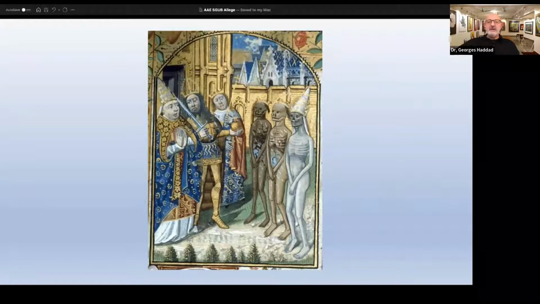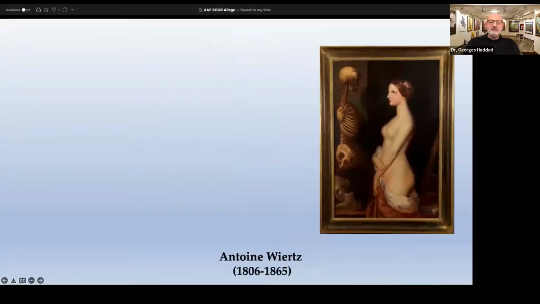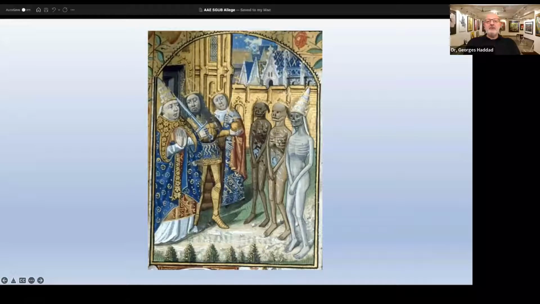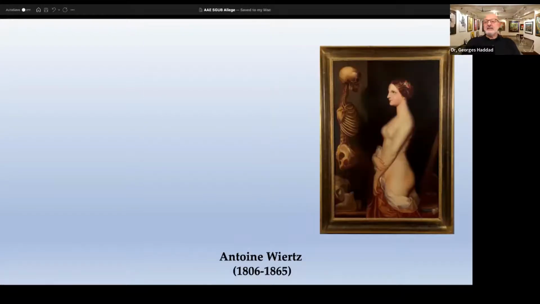And here you have the same trope. But now you have a pope, and you can see the tiara of the pope. Oops, sorry. You have an emperor with the crown of the emperor, and you have a king with the crown of the king. And if you look at the dead, you can see that this dead has a tiara, this dead has the crown of an emperor, and this has the crown of a king, excuse me. So we said it is indiscriminate.